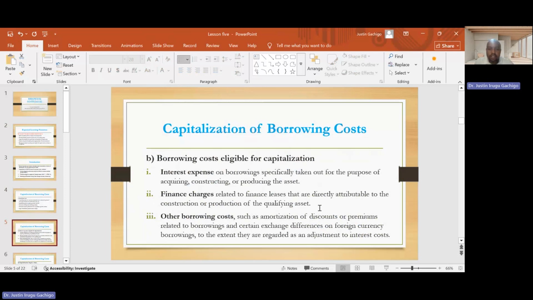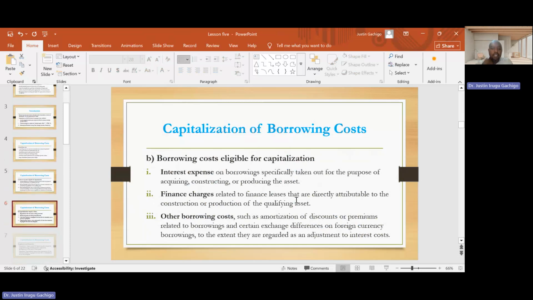So these are the costs which are basically eligible for capitalization. That is, these expenses, you don't expense them to the P&L directly, but you accumulate them and add them to the cost to be part of the asset cost. So for example, if the asset cost, let's say, was 5 million, then we have all these other costs, finance charges, and other borrowing costs. You should add them to this 5 million to form the overall total cost of the asset. And then when it comes to depreciation, you'll be depreciating that asset as a whole.